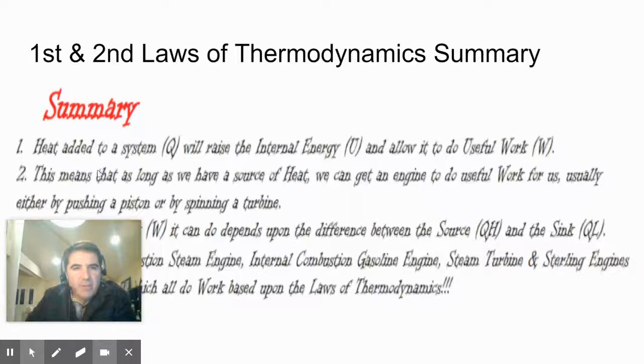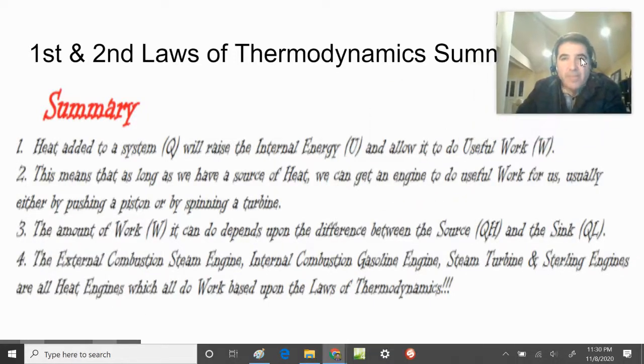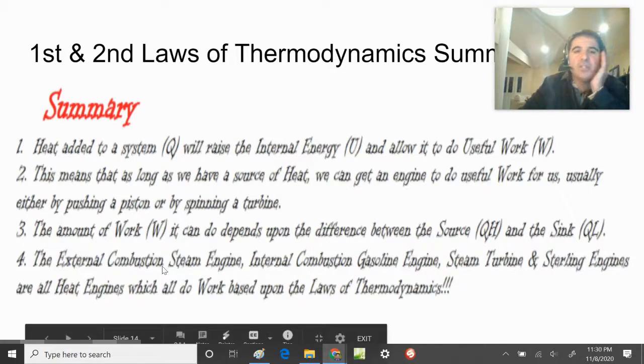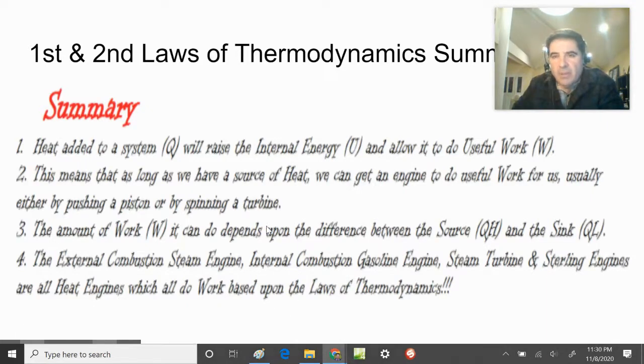A couple more things maybe to end off with. We got the summary here. Heat added to a system, Q, will raise the internal energy, U, and allow it to do useful work, W. This means as long as we have a source of heat, we can get an engine to do useful work for us, usually either by pushing a piston or spinning a turbine. Number 3, the amount of work, W, it can do depends on the difference between the source, QH, and the sink, QL, which is the low side. Number 4, the external combustion steam engine, internal combustion gasoline engine, steam turbine, and Stirling engines are all heat engines, which all do work based upon the laws of thermodynamics.